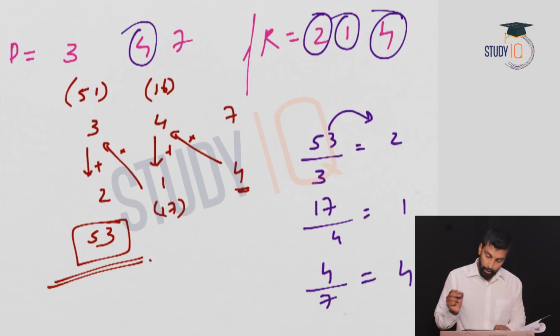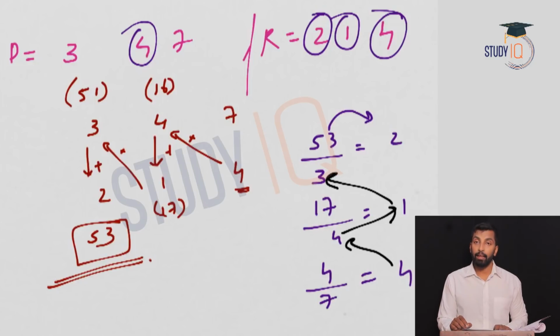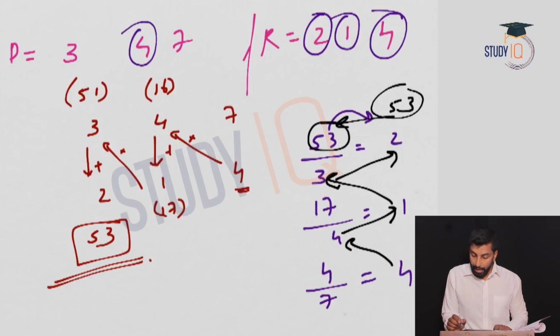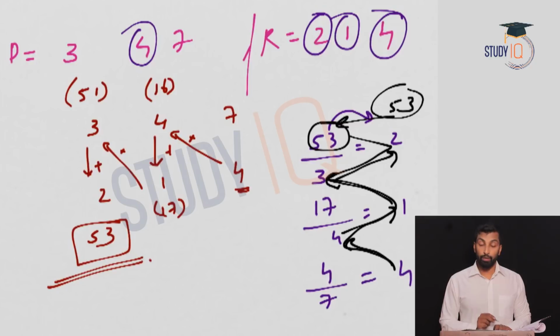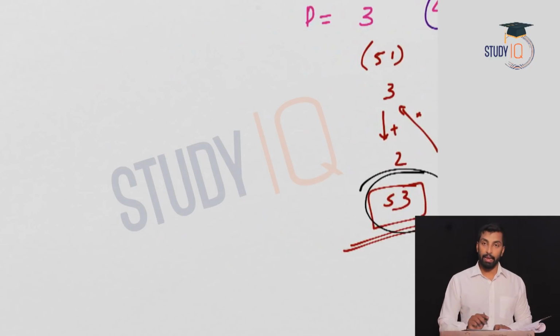And what you're actually doing is this: 4 into 4, 16 plus 1, 17 into 3, 51 plus 2, 53. And that's this 53. You're actually going like this. So what are the questions which can be asked? What is the first number? You got it, 53.